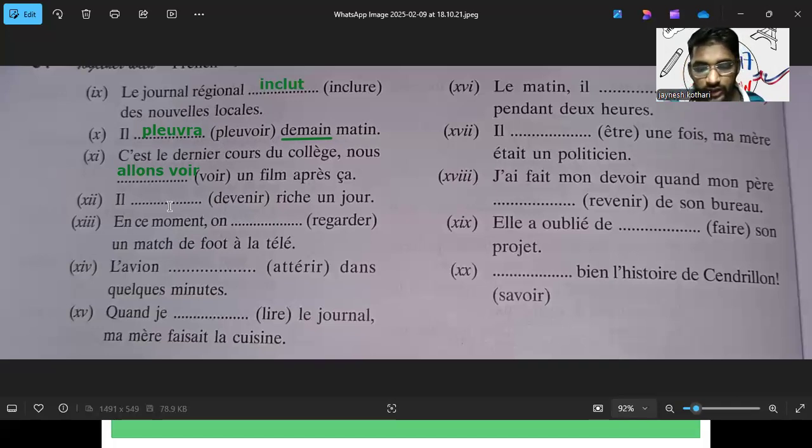This is the last lecture. So right now, imagine I'm sitting in a class, okay? I'm telling it to my friends: this is the last lecture of the college, we are going to see a film after this. So after this we will go to see a film. Okay, future tense. Number 12.